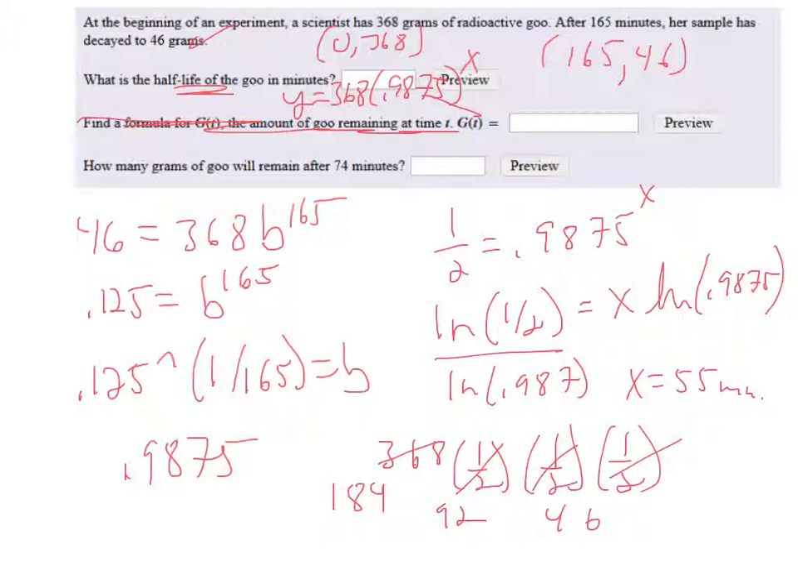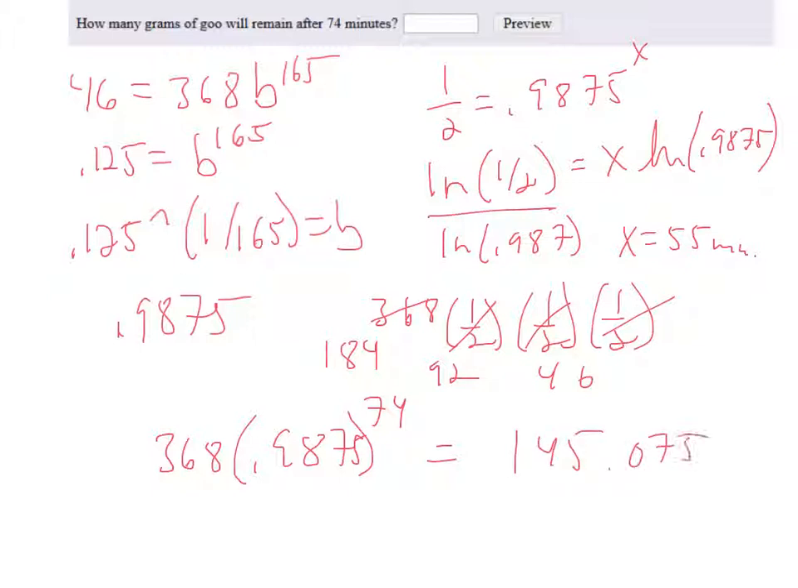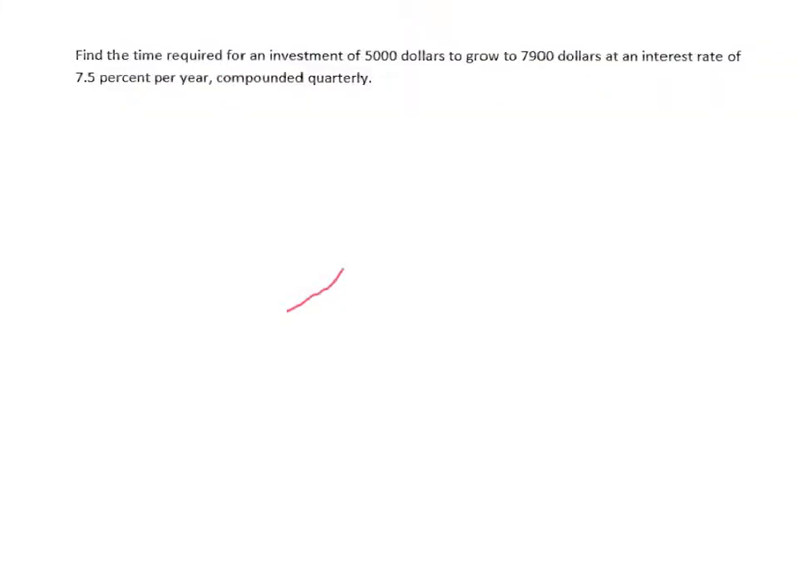Now, for the last part that we have to do, they want to know how much of the goo will be left after 74 minutes. So we know that 368 times 0.9875 to the 74 will give us our answer. And when I did this earlier, what did I get? I got 145.075 milligrams.